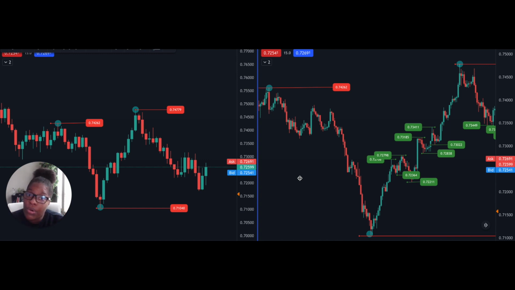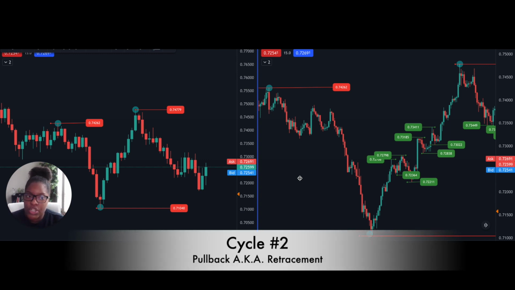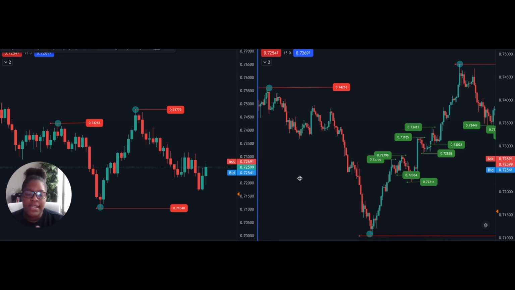Then you have the pullback, aka the retracement or the correction, and that is when price is pulling back against the natural flow of price. So if price is in the natural progression of trend continuation going down, when price moves back up, that is the pullback or the retracement, but it doesn't stop the overall flow of price trending down if it was in a downtrend, and vice versa if it was in an uptrend.